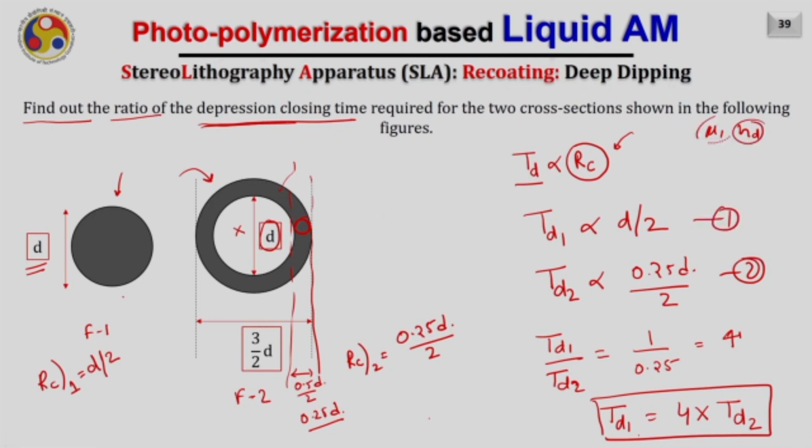As during the slicing operation you already have the data corresponding to the cross sections, we can predict in the beginning itself, during pre-processing, the amount of time that will be required for closing the depression on every cross section, and hence that particular time will be given to that particular layer. So this is basically a pre-processing step which can be taken care of later on while building the part.